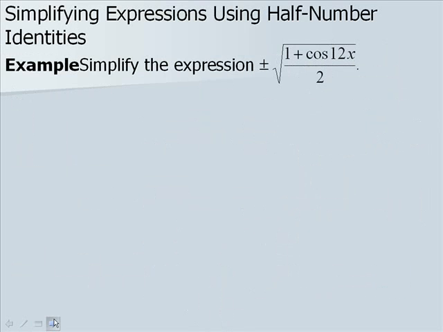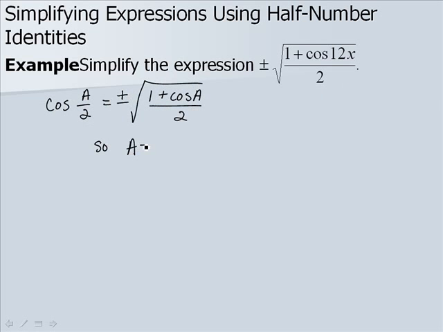In this example, we want to simplify the following expression. Notice it matches up with our identity for cosine of a over 2, which was plus or minus the square root of (1 plus cosine of a) over 2. So in this case, a is equal to 12x. So we have the cosine of 12x over 2, or the cosine of 6x.